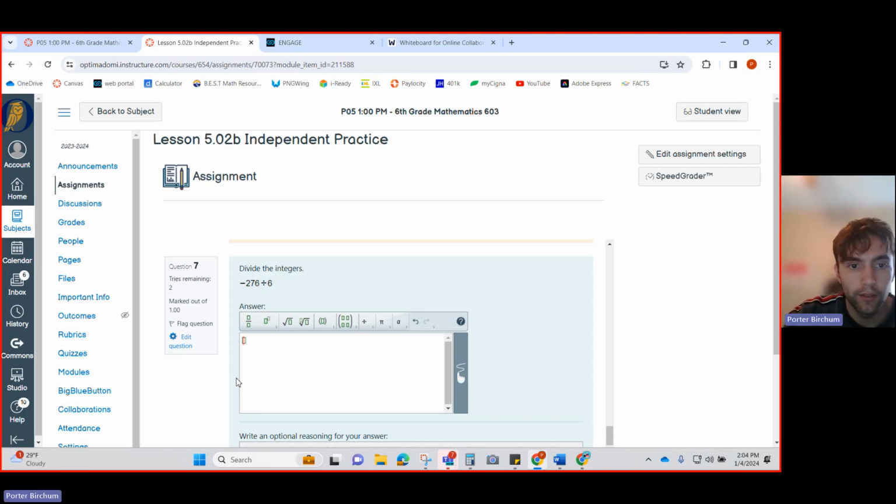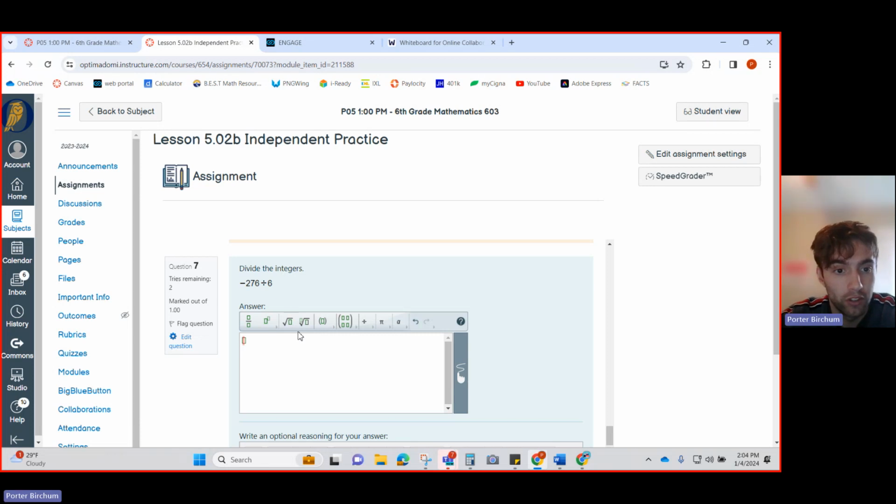Question 7. Divide the integers. Negative 276 divided by 6. Is my answer going to be a positive or a negative number? Well, I know that if all my numbers were positive, my answer is going to be positive. That's just normal division. But if one of the numbers is negative, then my answer is going to be negative.